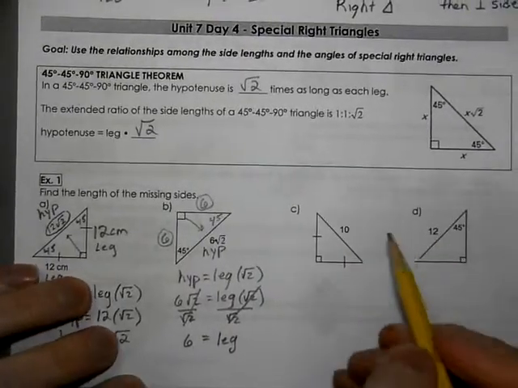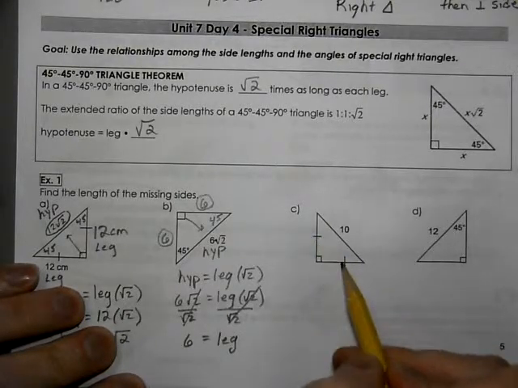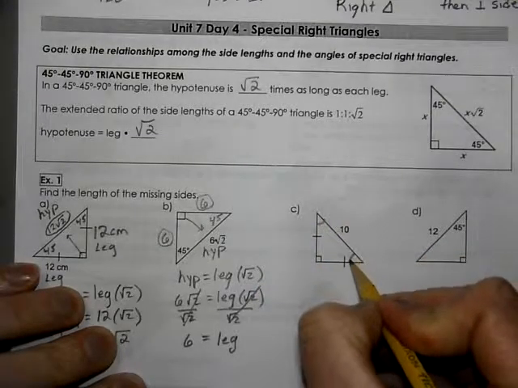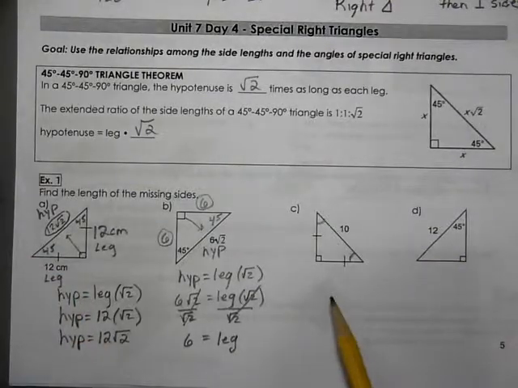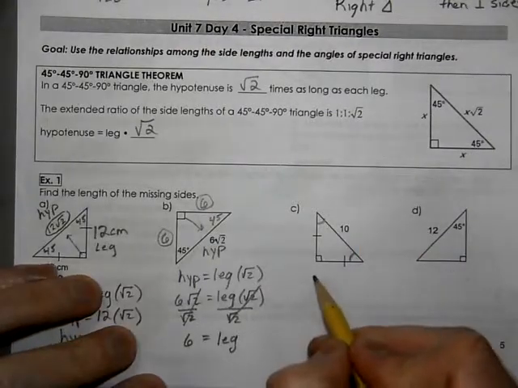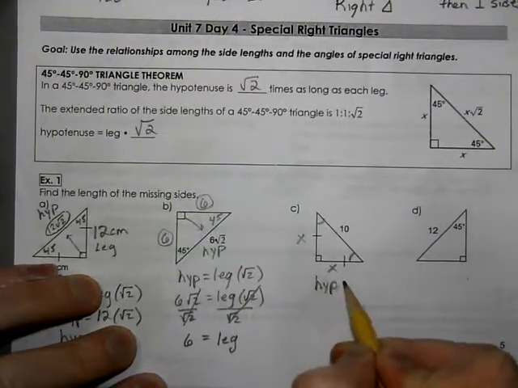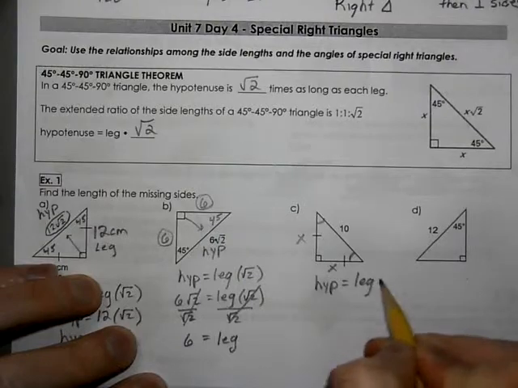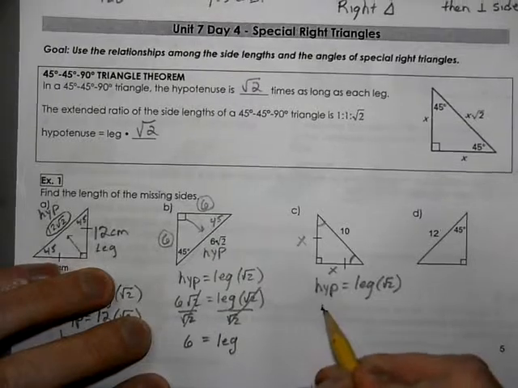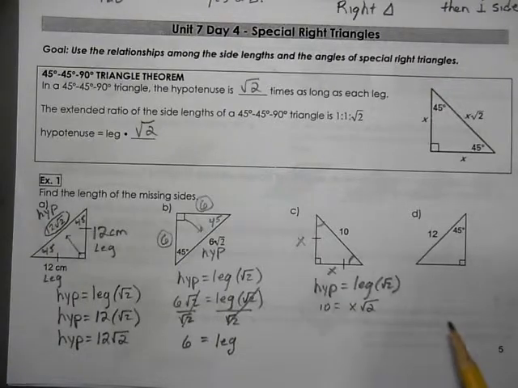Letter C. I see that I have a right triangle. We know that two sides are congruent to each other. Therefore, the two angles are congruent to each other, and that forces them in a right triangle to be 45, 45. This is your hypotenuse. We'll call these sides x this time. So if you have the hypotenuse, then the leg times root 2 is what equals that hypotenuse. The hypotenuse is 10. x times the square root of 2 is what 10 is supposed to be.